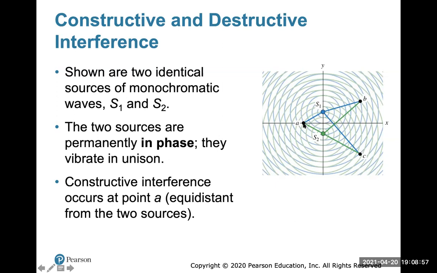Point A, because it is equidistant from the two sources, we could also count 1, 2, 3, 4 wave fronts from source two. If you're blue-green colorblind, I apologize. The green wave fronts are from source two. And since point A is equally far away from either, whatever the phase is at A as a result of S1, it's going to be the same as a result of S2 because it's the same propagation distance, which means it's the same phase because the two sources were in phase to begin with. When the phase agrees like this, we say that there is complete constructive interference. We just add the two waves, we end up with twice the field we would have had.